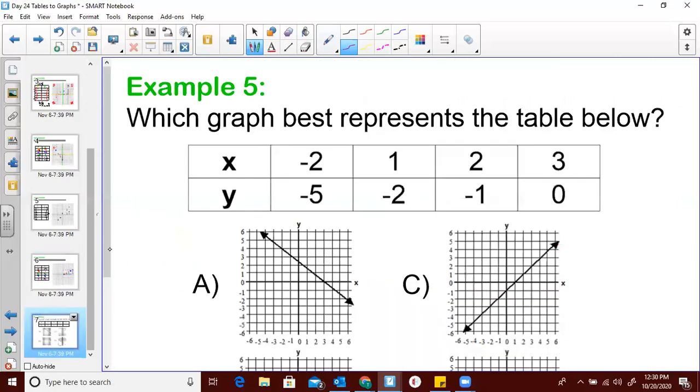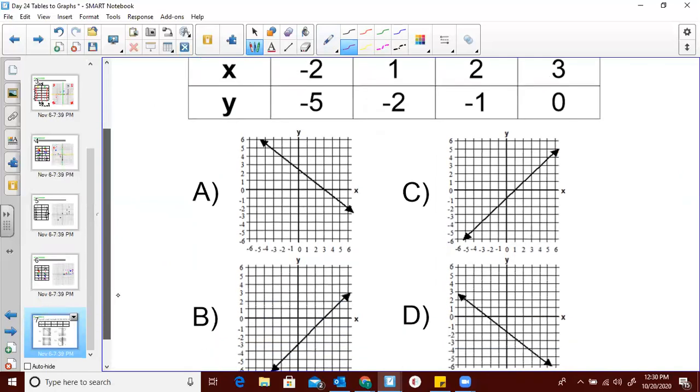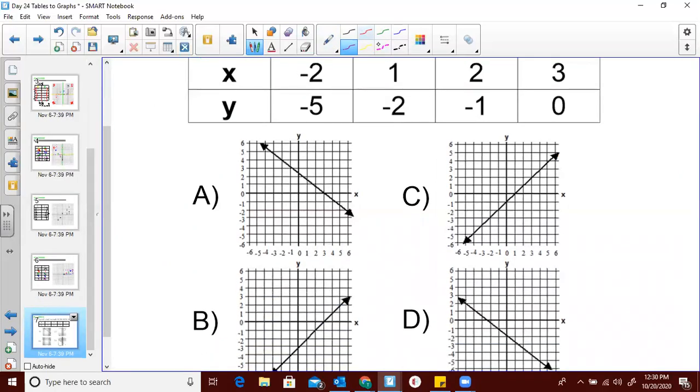All right, last but not least, which graph best represents the table below? Now you're definitely going to see some of these, and these are going to be tricky because you kind of have to combine a little bit of everything. Really, at the end of the day, all we're doing is plotting points. Even when we're trying to create a table, if we know where the points are, we're counting to where the point is. It's very similar to plotting.